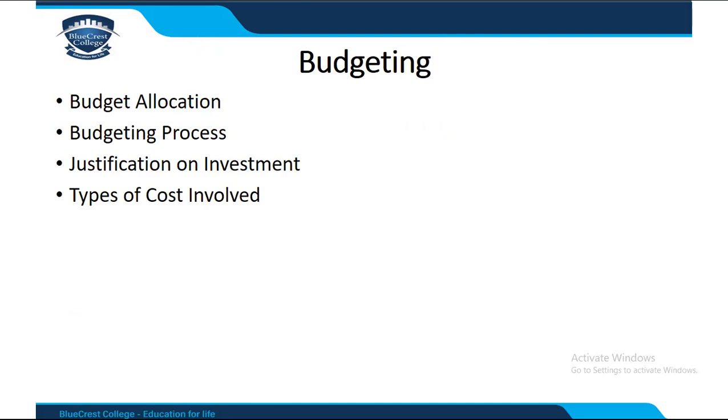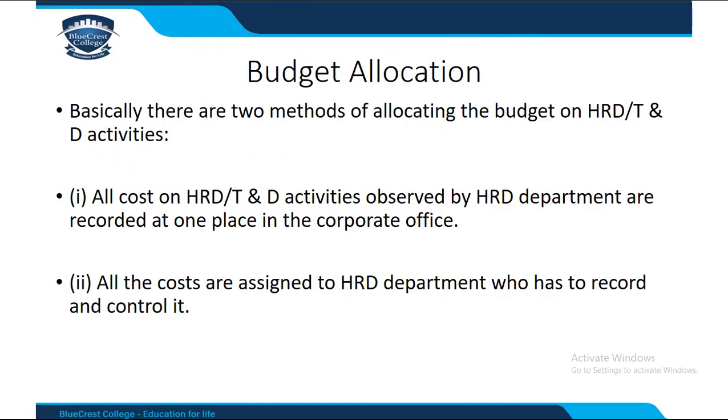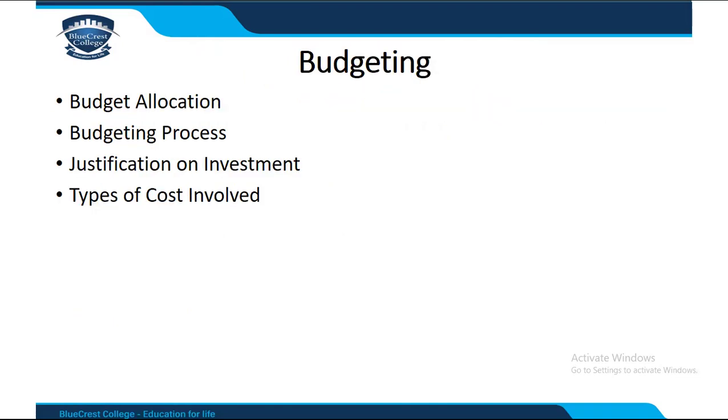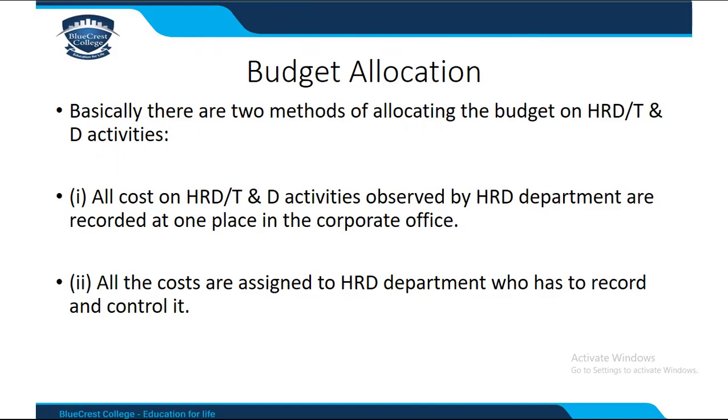Okay, so there needs to be a justification for why a particular training is important. Okay, and then there are also different types of costs that are involved. You need to know these. So for us, we will not really go into the nitty-gritty of the budgeting. What we have to do is how the allocation is done. And for HR people, there are two methods of allocating the budget for training and development activities.